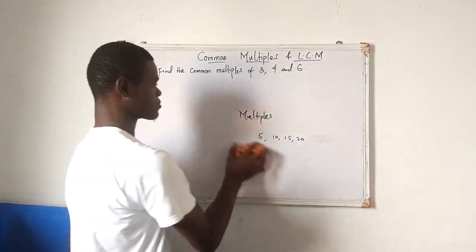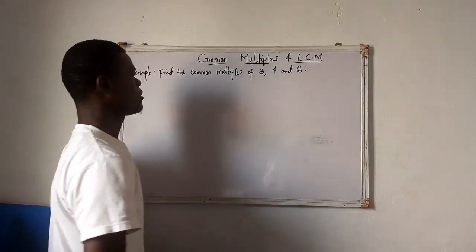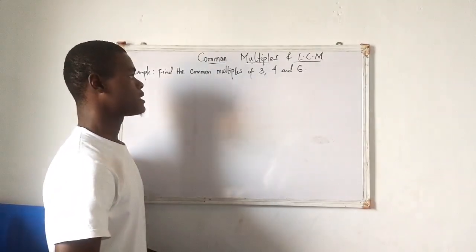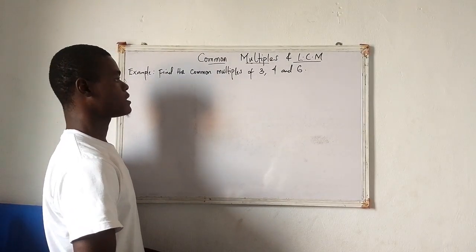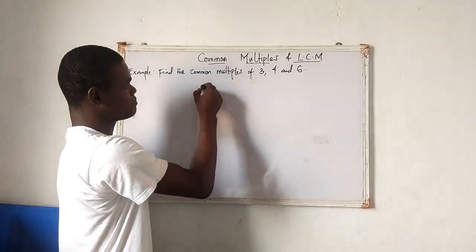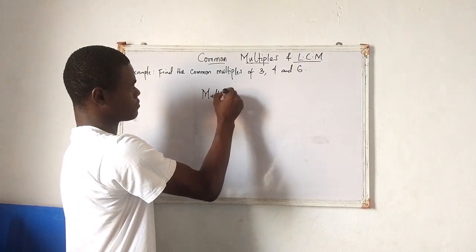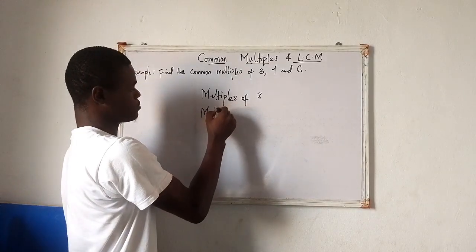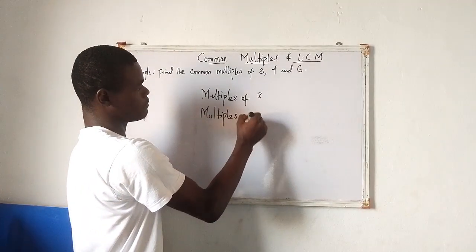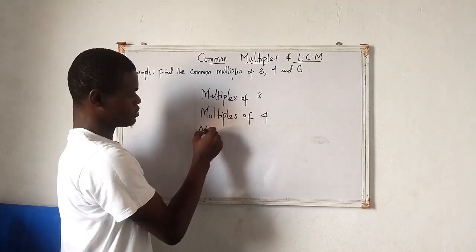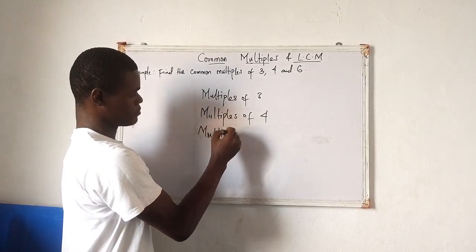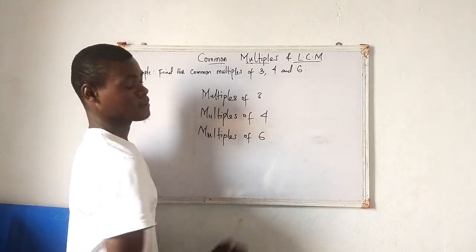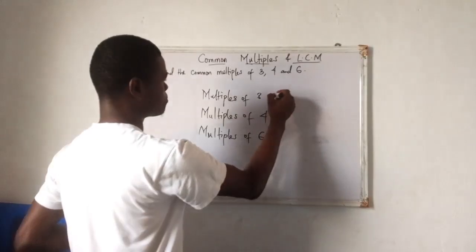So you have common multiples of 3, 4, and 6. How do we find the common multiples of 3, 4, and 6? First of all, you write the multiples of 3. Then you write out the multiples of 4. Then you write out the multiples of 6.